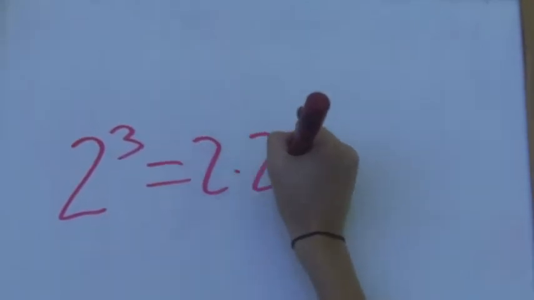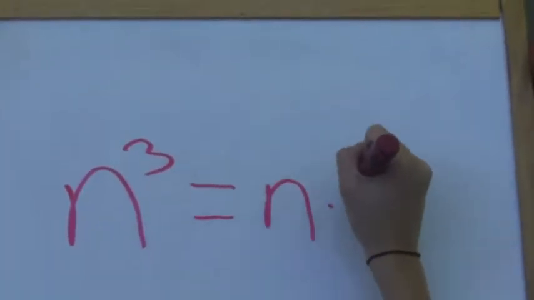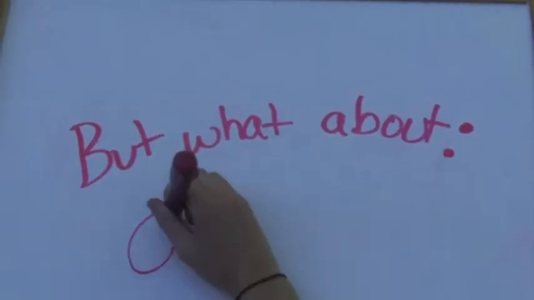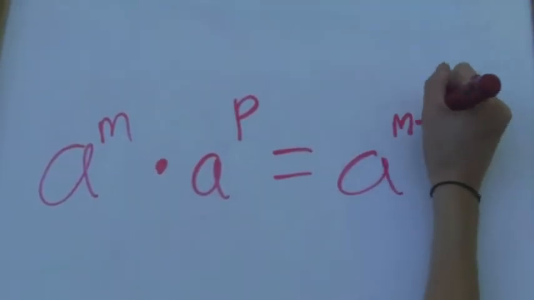We know that 2 cubed equals 2 times 2 times 2, which equals 8. So, n cubed equals n times n times n. But what if we want to multiply 2 terms with exponents? To multiply them together, add their exponents.